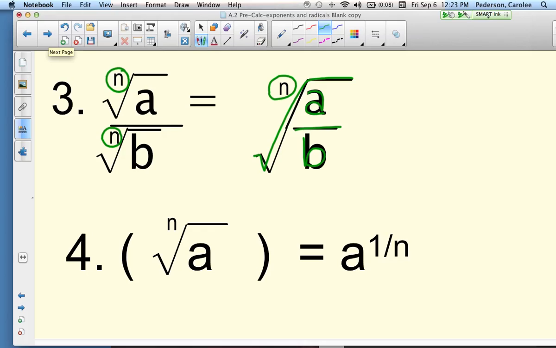Property 4 is a radical. Notice this base has a power of 1. You can rewrite it as a fractional exponent, as a raised to the 1 over n. Notice this is your index, and it is now a fractional exponent.